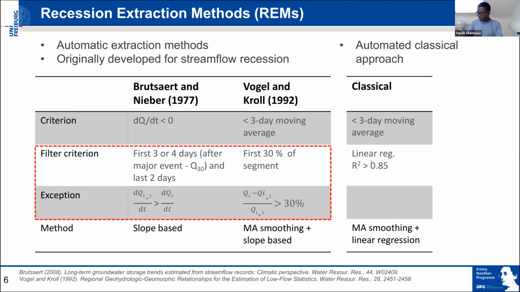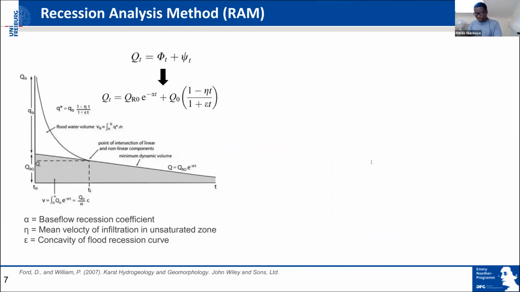So now we have these three extraction methods. I wanted you to keep that in mind. And then the recession analysis model. So we use the popular Maillet model because it's more popular and widely used. I'm sure we are all familiar with this Maillet model where we have the base flow component and the quick flow component. So I don't want to say so much about that.